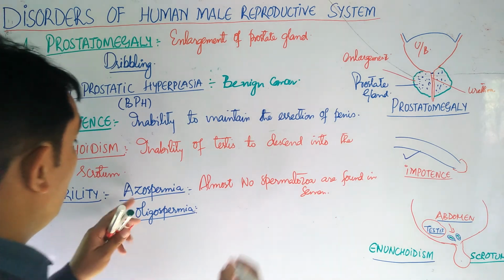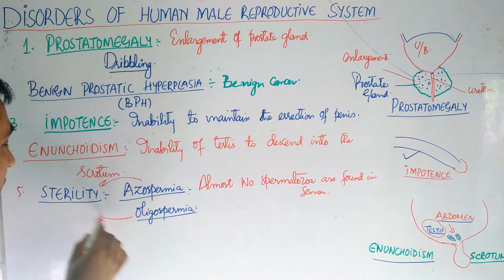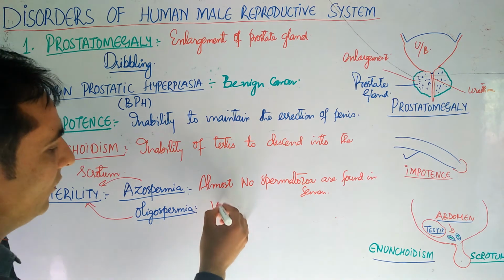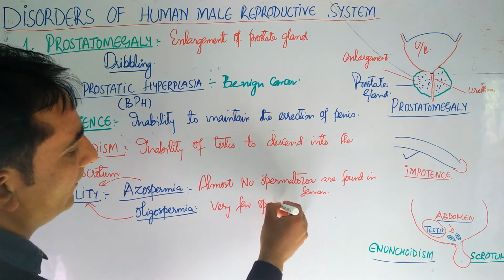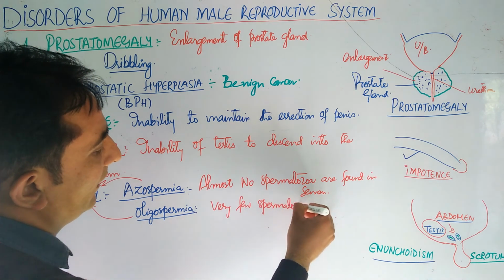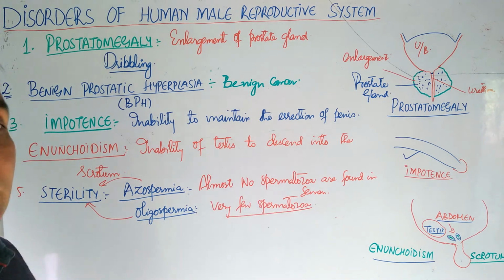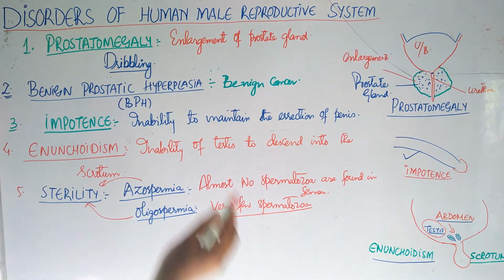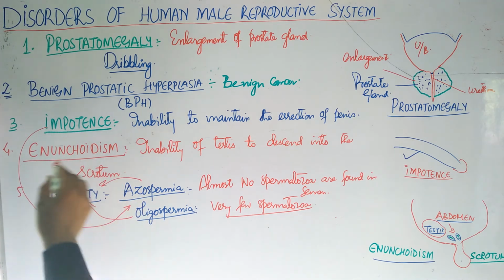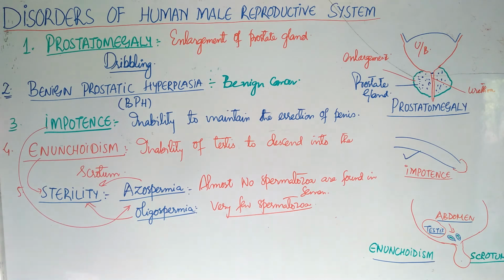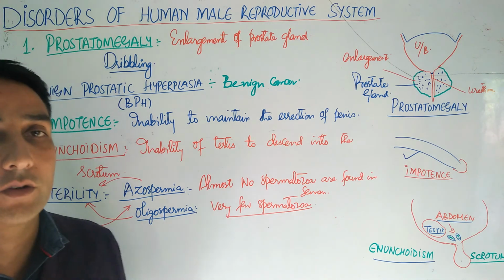This is azoospermia, and it's a cause of sterility. Then there is oligospermia. Oligospermia means very few spermatozoa are found in the semen. It can also lead to sterility. Impotence can also lead to sterility, and cryptorchidism also leads to sterility. So these are some of the main disorders of the human male reproductive system.